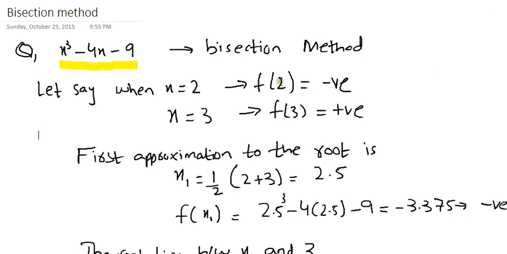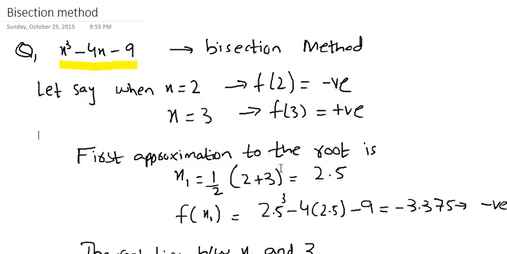Say we have the same example, x cubed minus 4x minus 9. Now we are solving it through the bisection method. Let's say when we put x equals 2 in our function, we get a negative value, and when we put 3 in our function, we get a positive value. So these two limits fulfill our first condition.